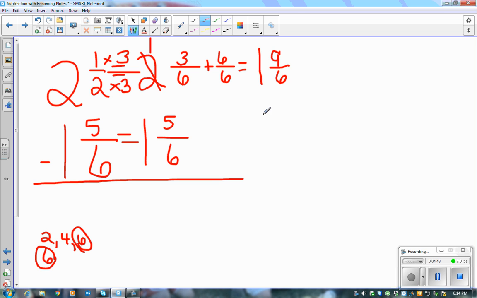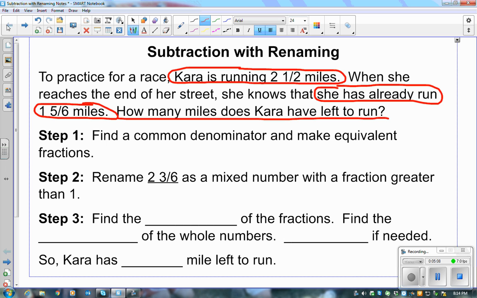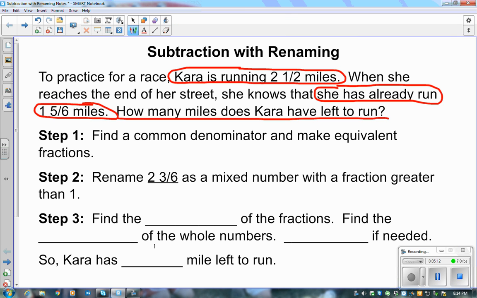So I bring my 1 5/6 over. It stays completely the same. I'm not doing anything with that. And I subtract. Now I can subtract. 9 minus 5 is 4 sixths. And 1 minus 1 is 0. So let's go back and look at our steps. So we're going to find the difference of the fractions, which we just did.